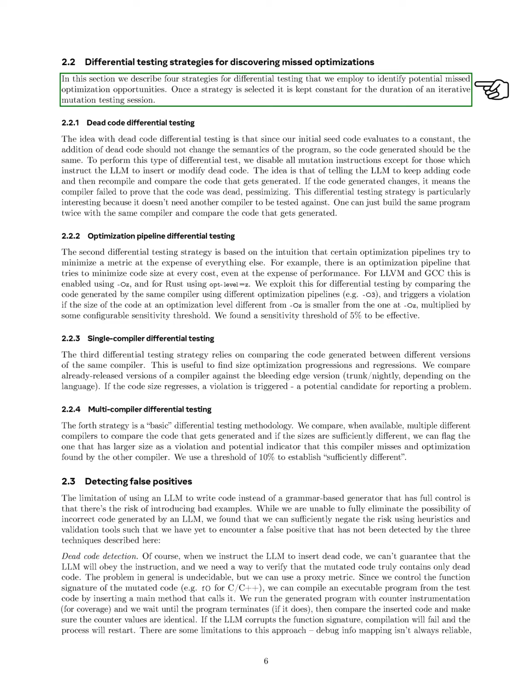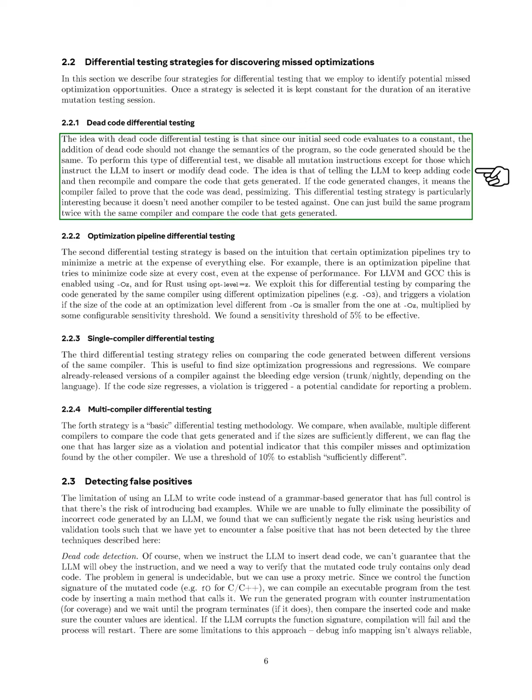Once we select a strategy, we maintain it throughout the iterative mutation testing session. 1. Dead code differential testing. This strategy relies on the premise that adding dead code to our initial seed code, which evaluates to a constant, should not change the program's semantics. We disable all mutation instructions except those related to dead code. If the generated code changes, it indicates that the compiler failed to recognize the code as dead, which is a concern.